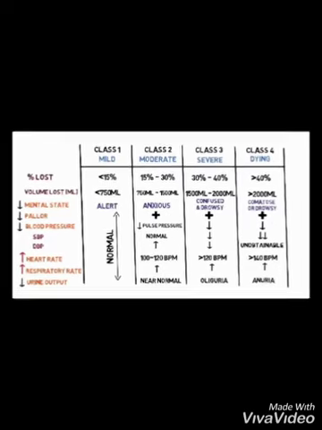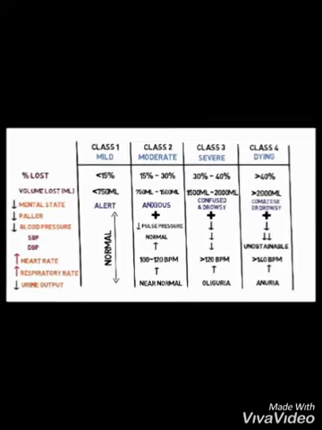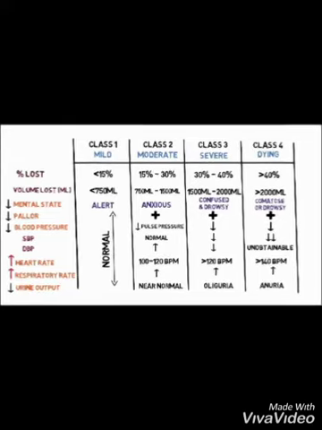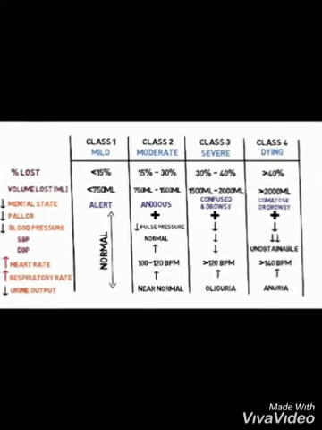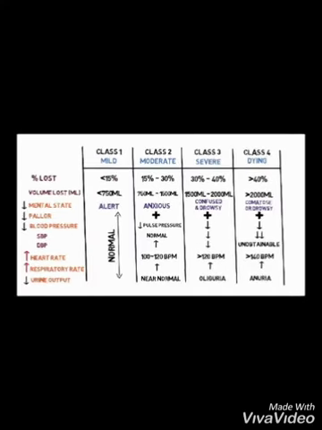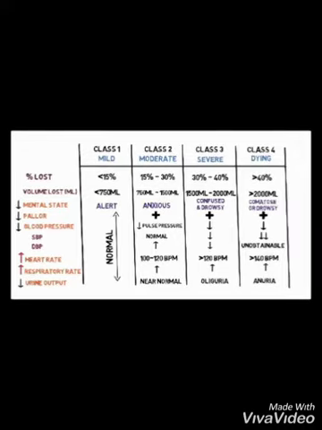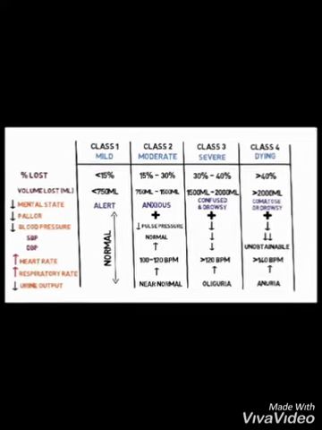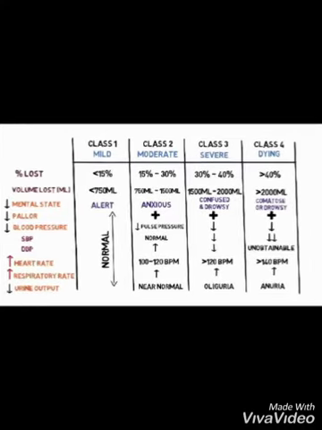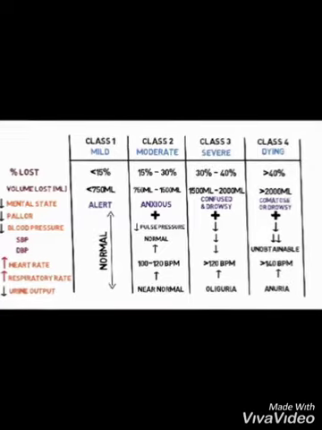Moving on to the urine output. The urine output for Class 2 is near normal, Class 3 oliguria, and Class 4 anuria. This happens due to renal hypoperfusion. That's all. Thank you.